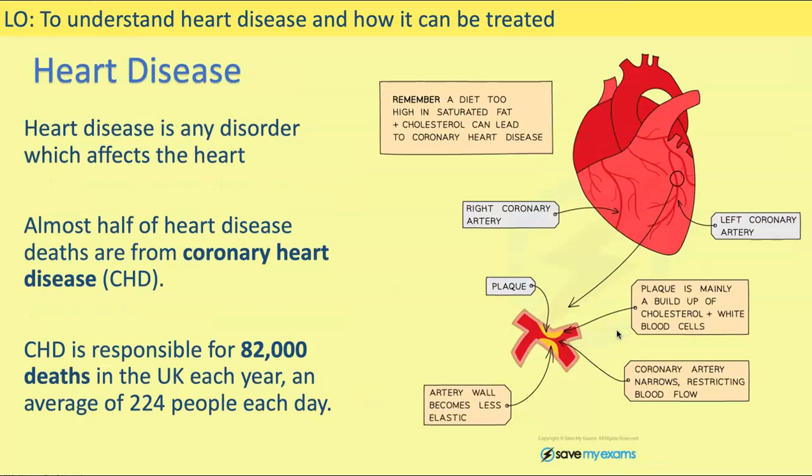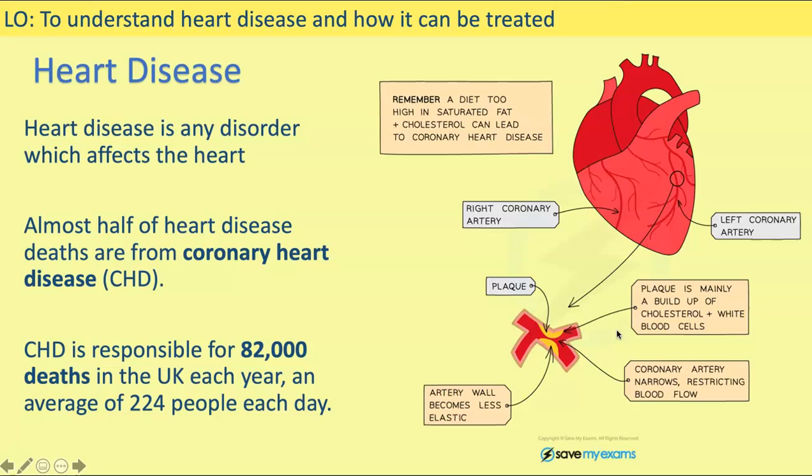Heart disease is any disorder which affects the heart. So there's a lot of different types of heart disease. The most prominent heart disease that causes the most deaths in the UK is coronary heart disease. It's responsible for 82,000 deaths in the UK per year, which is an average of 224 people per day.